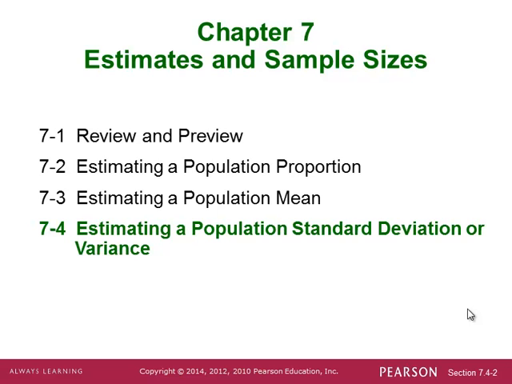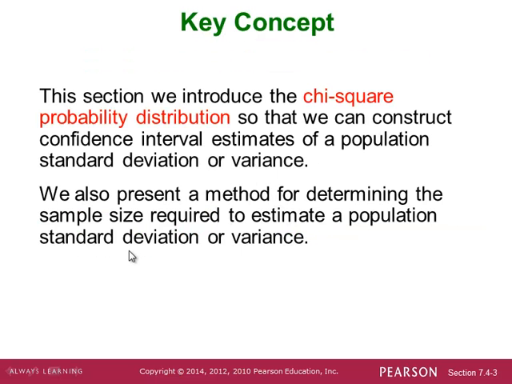We've already talked about the proportion and the mean in section 7.2 and 7.3. Now we'll address the standard deviation and variance. Same idea as we already talked about before, in that we use a point estimate plus or minus a margin of error, but we will talk about that margin of error shortly.